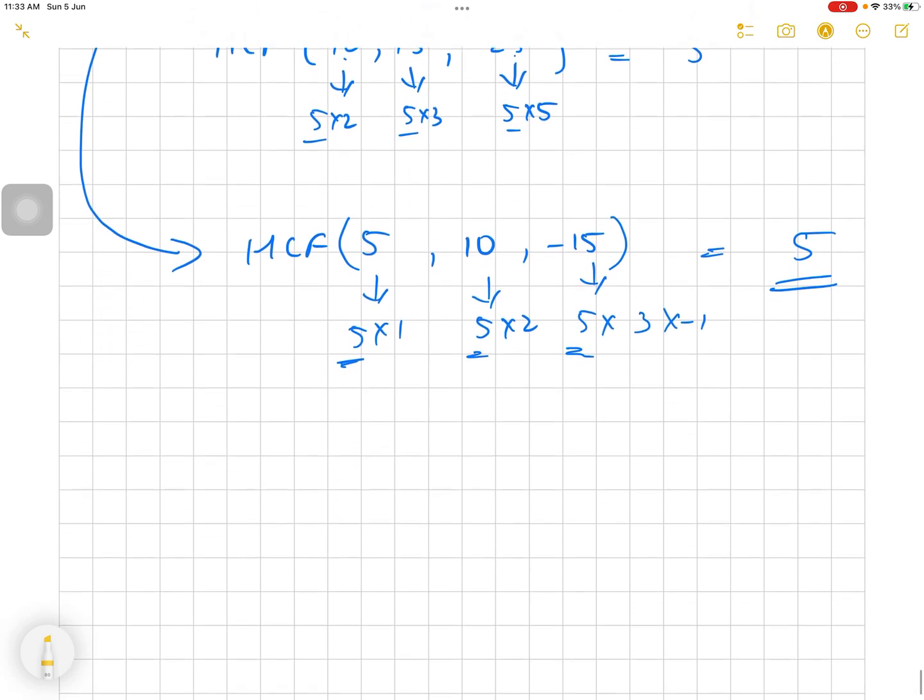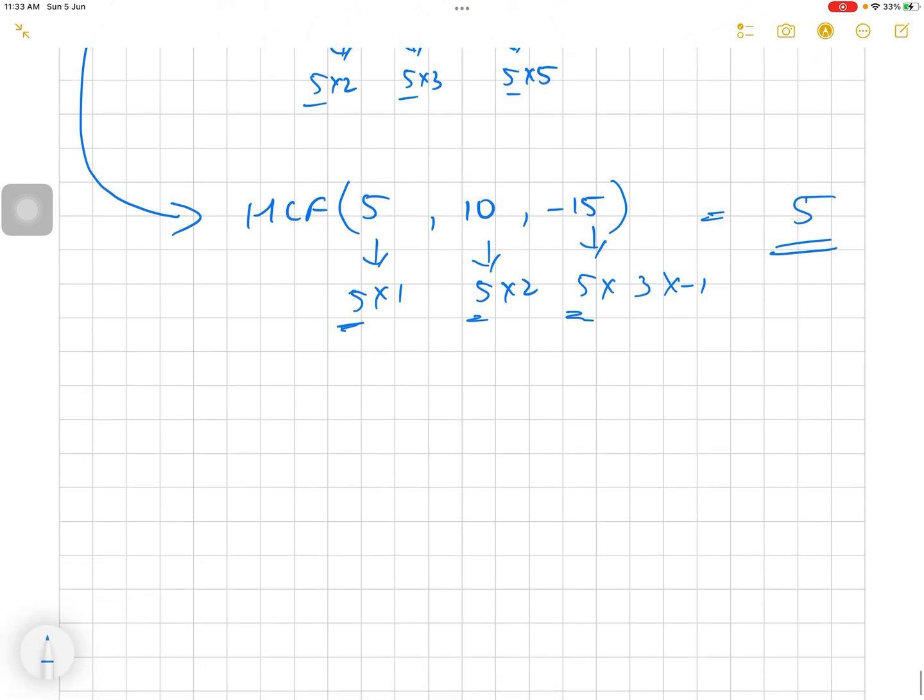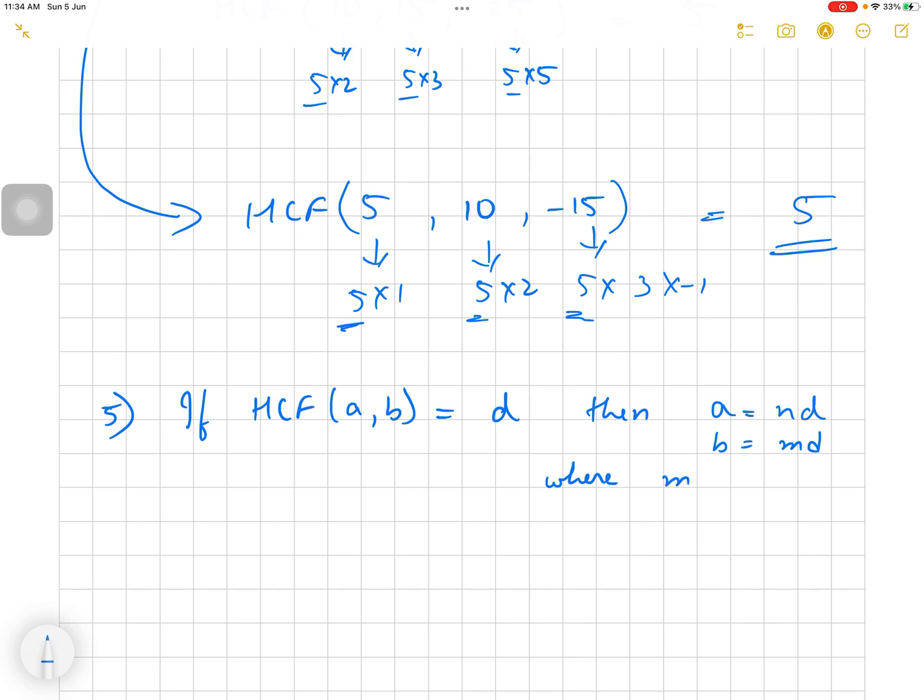The fifth note: if HCF of A and B is equal to D, then A is equal to ND and B is equal to MD, where M and N are integers.